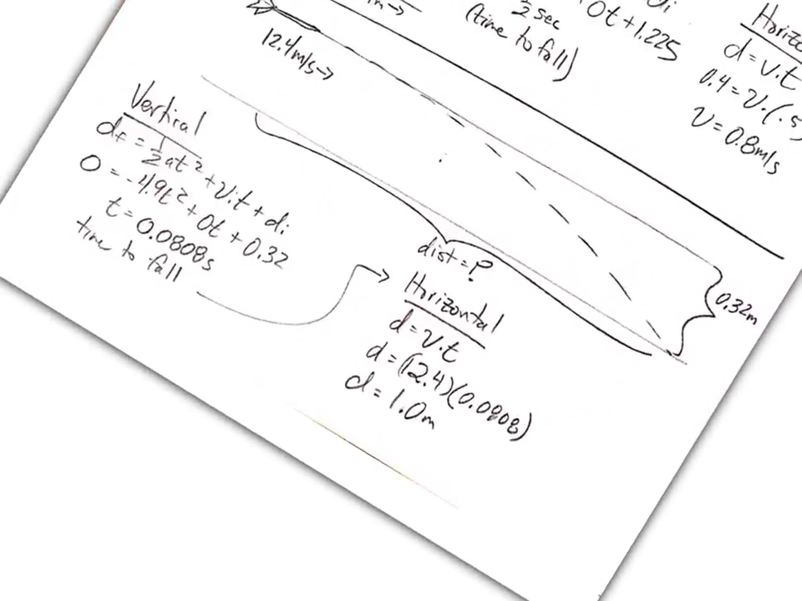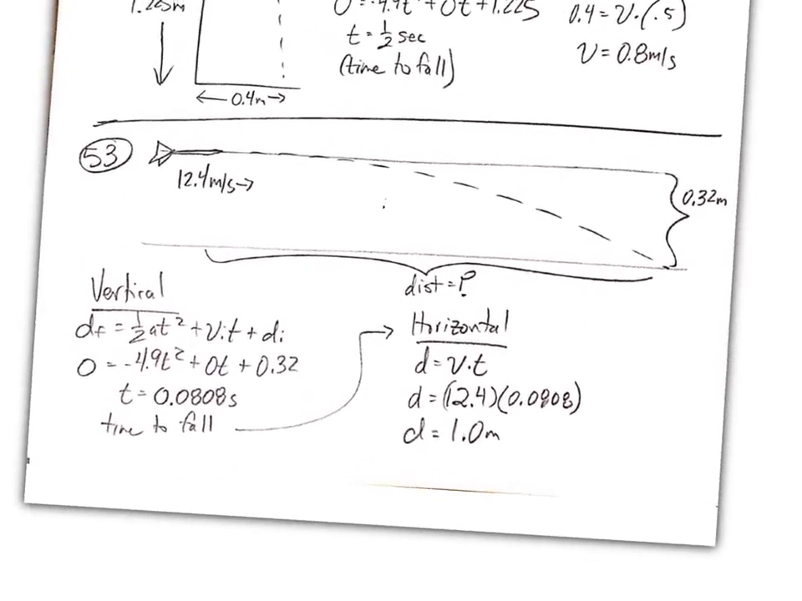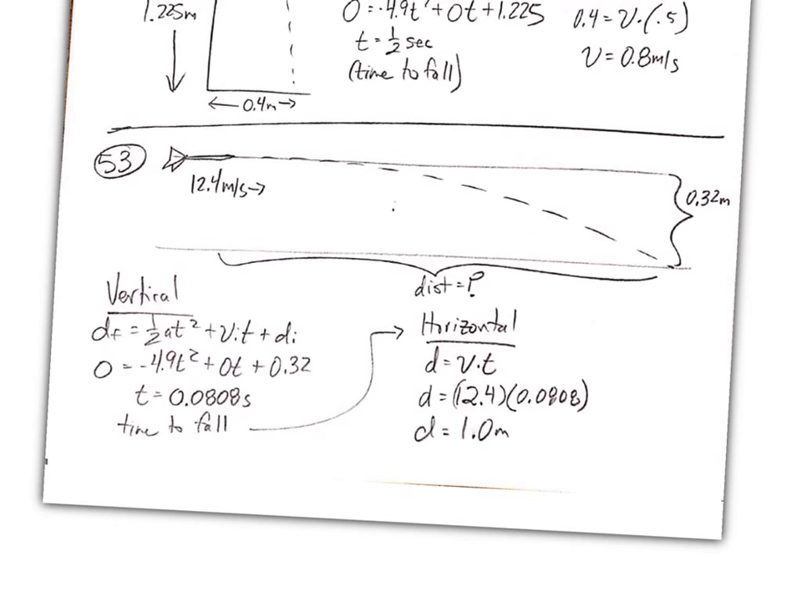53 says a dart player throws a dart horizontally at 12.4 meters per second. So this is a dart. This is its speed. It is being thrown horizontally. Notice how it doesn't travel in a straight line. We're not in the space station. We are on Earth. So gravity will act on it and it will fall like this.